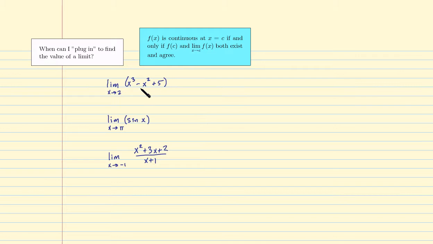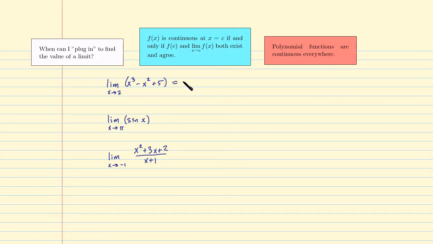So to be able to tell whether or not I can plug in 2 into this expression to find the value of the limit comes down to knowing whether or not this function is continuous at this x value. But one nice thing about polynomial functions, and this is a polynomial function, remember, is that polynomial functions are continuous everywhere. And so in this particular case, it is certainly continuous at x equals 2. And so I can plug it in.